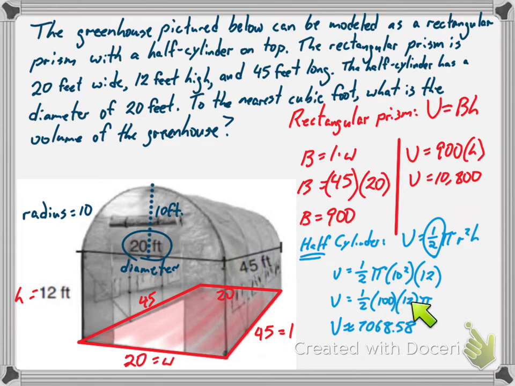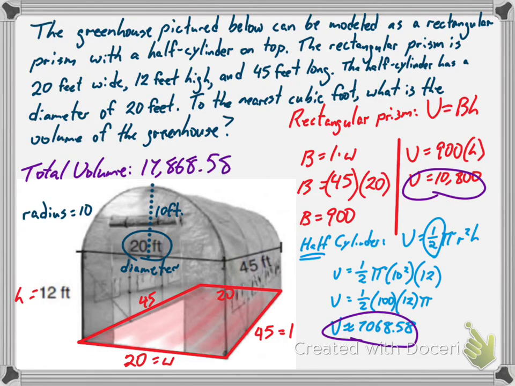You could say it's like 50 times 12, but I just stuck it in my calculator and I got the volume is approximately, that's what those squiggly equals mean, 7,068.58. And I want to round this to the nearest cubic foot. So if I'm going to add these two things together, what do I get? Well, the total volume is 17,868.58, but I want to round that to the nearest cubic foot.